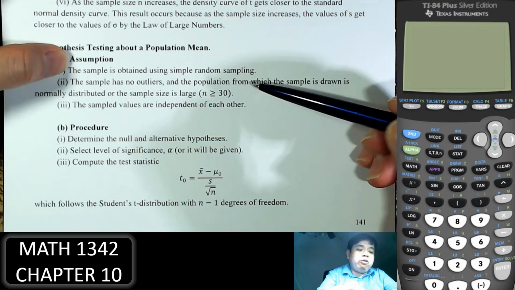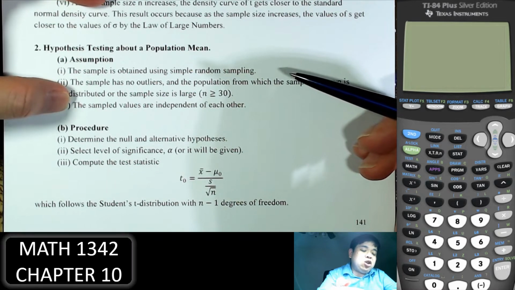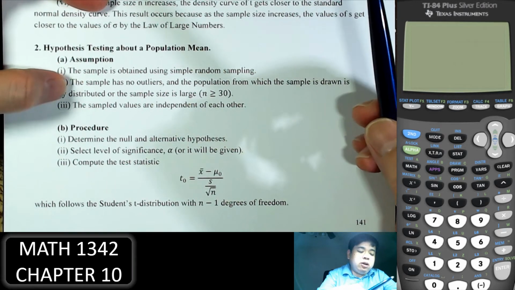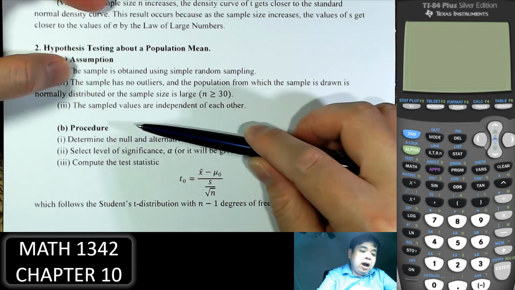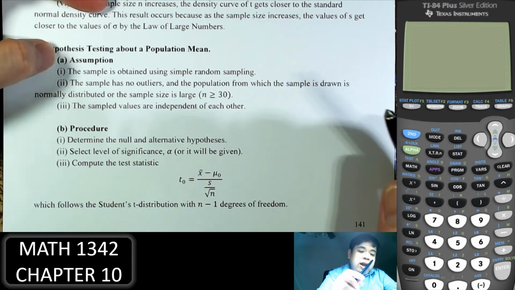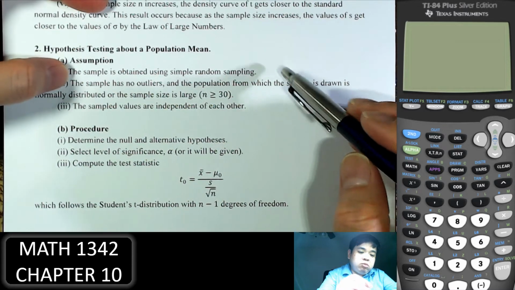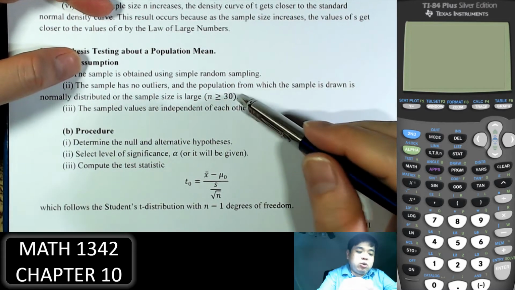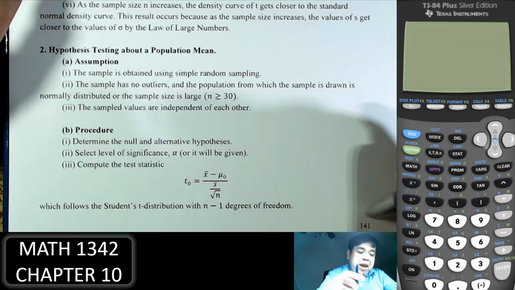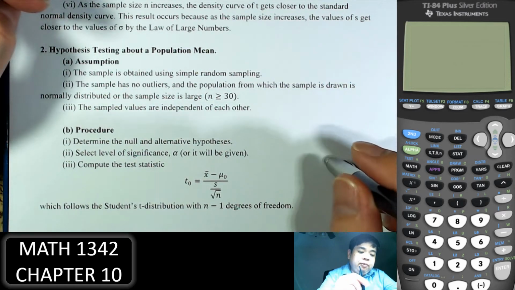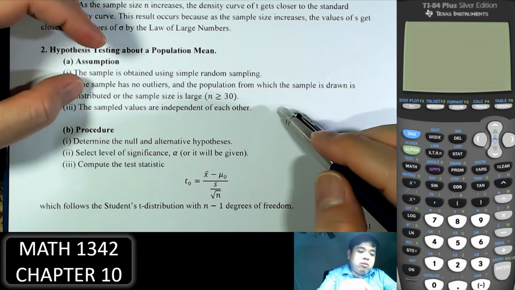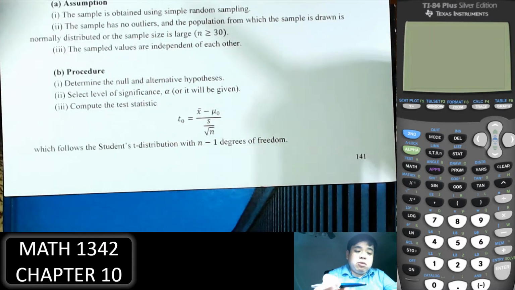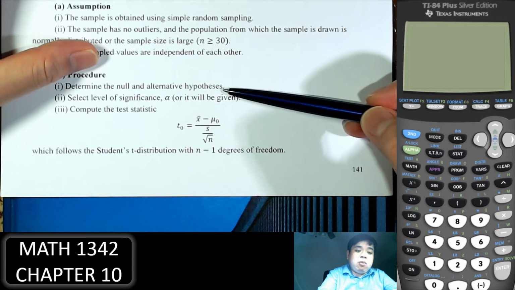Here's some fine print that we have to pay attention to. The sample is obtained using the simple random sample method. The sample has no outliers, and the population is normally distributed or the sample size is large. For that we can use the t distribution, and the sample values are independent of each other. And then the steps will be similar to what we have: state the hypothesis.